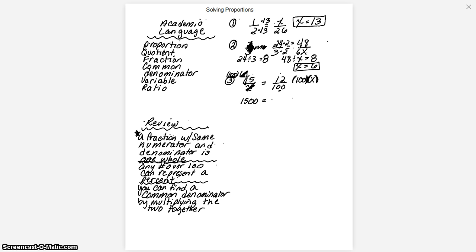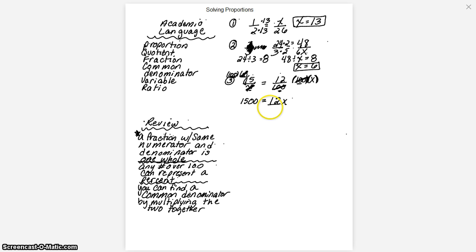Then on the other side, I think you've probably guessed it already, I have 100 on the numerator and 100 on the denominator, so I'm going to cancel those out because that's just one whole. And I just have 12 times x, so I'm just going to write 12x. Now we're just solving a one-step equation. 12 times some number is 1500, so if I divide both sides by 12, I should get my answer.